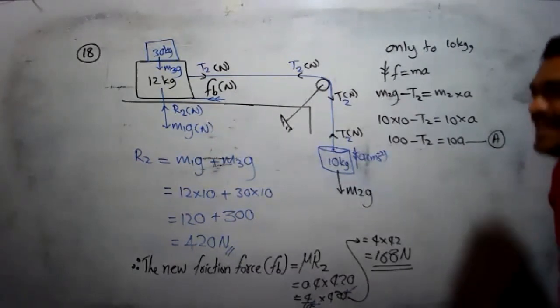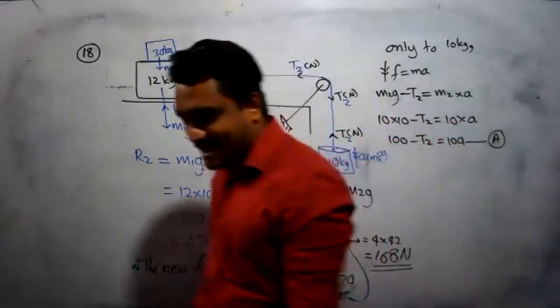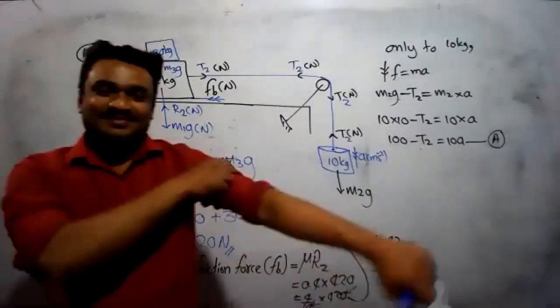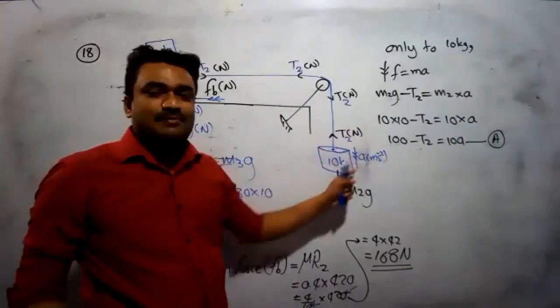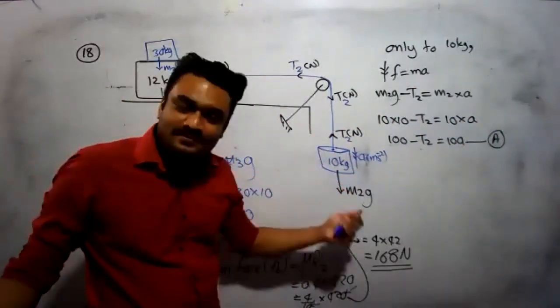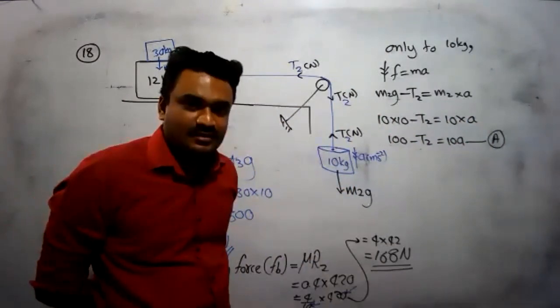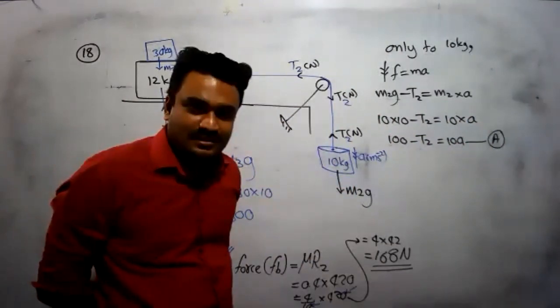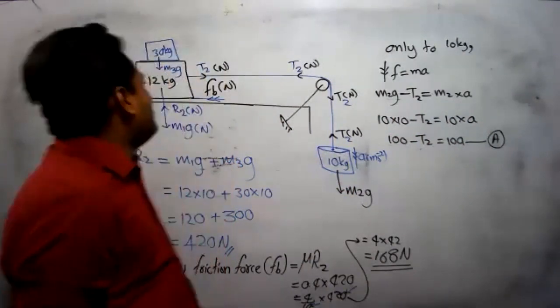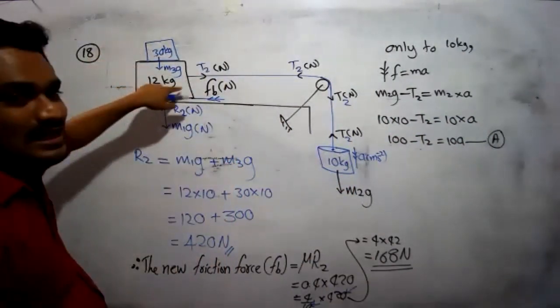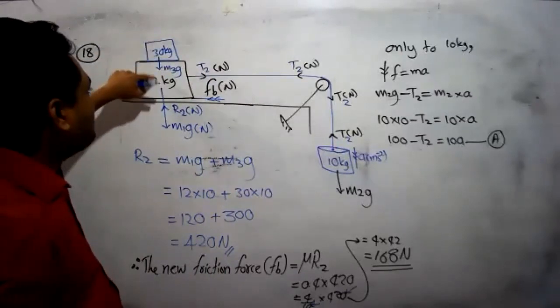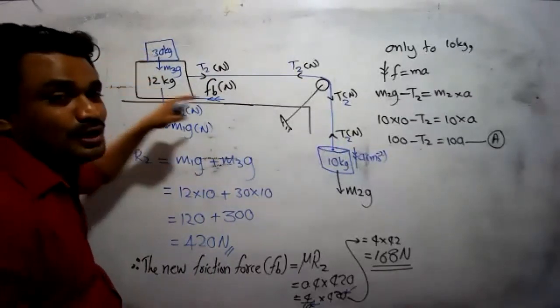So what should we do next? Somebody please tell me the next step here. I have applied F equals MA to this one. So what should I do next? You should apply it to the 12 kg object and the 30 kg object, the 42 kg object. Very good. We should apply F equals MA to 30 plus 12, 42 kilograms.